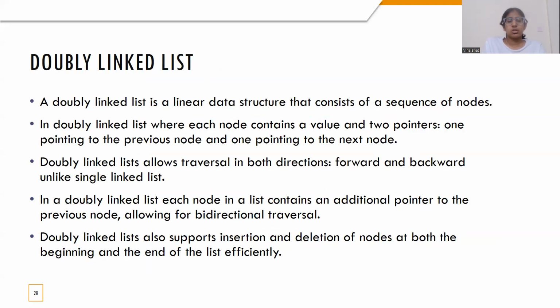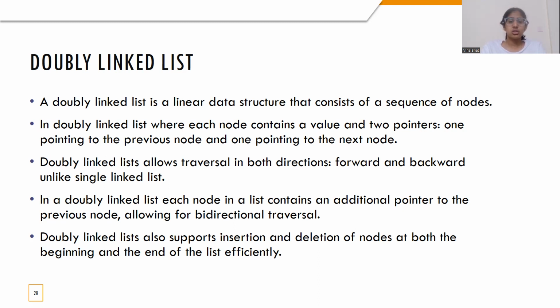Next topic is doubly linked list. So doubly linked list is a linear data structure that contains a sequence of nodes. In doubly linked list, each node contains a value and two pointers, one pointing to the previous node of the given list and one pointing to the next node in the given list. So doubly linked lists allow traversal in both directions, forward and backward. This is possible because it contains an additional pointer to the previous node. So as you have a pointer pointing to previous node and a pointer pointing to the next node, you can traverse in both the directions.